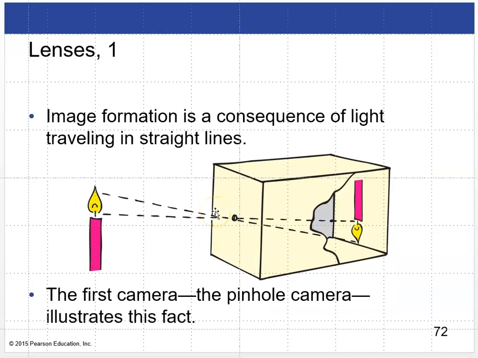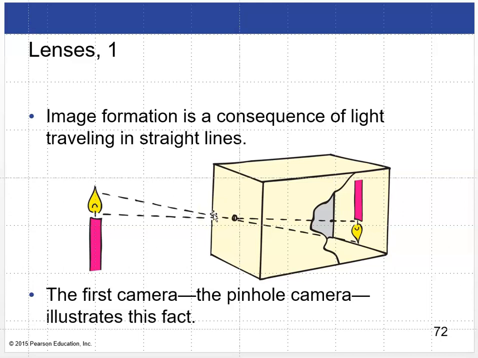Now, image formation is a consequence of the light traveling in straight lines. The first camera was a pinhole camera, and it's very easy to make a pinhole camera. All you need is a piece of cardboard and a pin. And the best way to do this is to go outside and use it on the sun. Do not look through the hole. Don't look at the sun. Please don't do that. Instead, what you're going to do is let the sunlight shine through the hole.